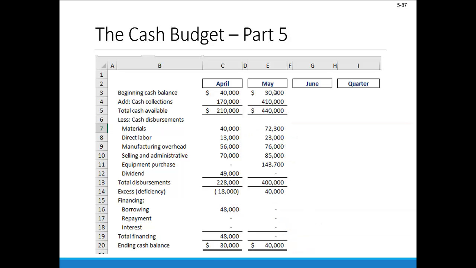Then we'll carry forward to May here. Ending in April of 30 becomes beginning in May of 30. We had cash collections expected of $410,000, so that gives cash available of $440, minus total expected disbursements of $400 across all of our individual disbursement items. That would give us a projected excess of $40,000. We can't repay that borrowing of $48,000, so we'll just leave our ending balance at $40,000.